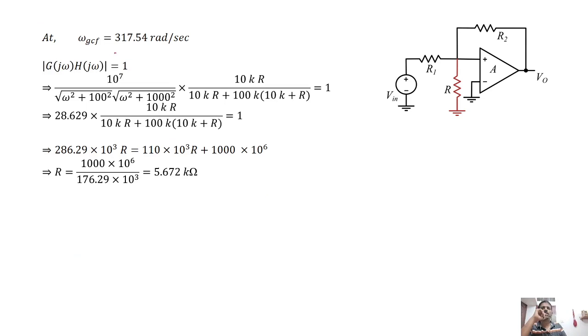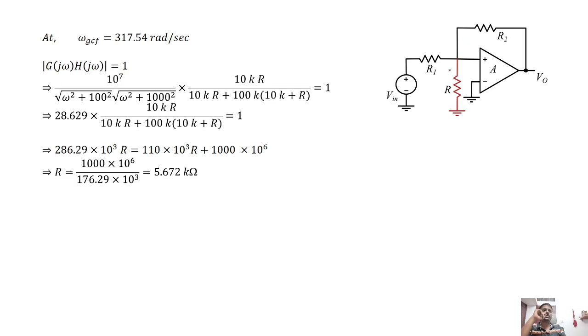So already we got omega GCF, and I substituted that value. So the mode of G of j omega into H of j omega equals 1. I substituted the value of omega here, and I also substituted the values of R1 and R2. On just cross multiplying and simple computation, I get the value of R as 5.672 kilo ohms. So this is how we find the value of R.